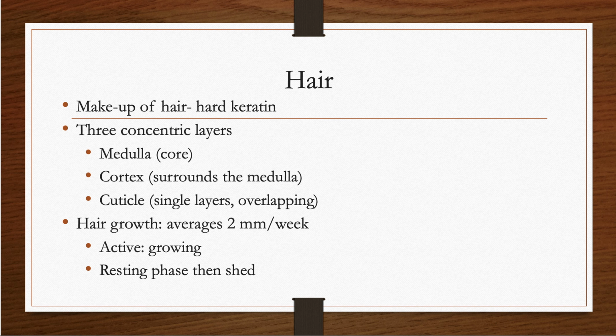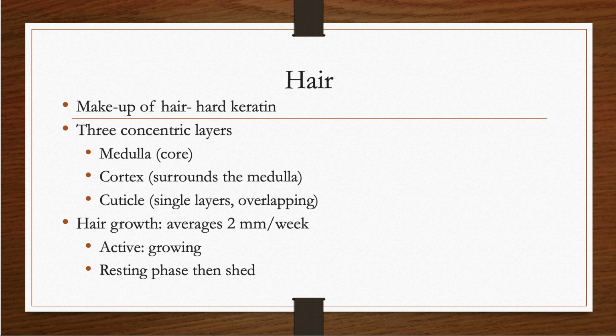Hair is composed of hard keratin. And it's got 3 concentric layers, and concentric means one layer surrounds the other. The medulla is the center layer of the hair. The cortex surrounds the medulla, so the medulla is in the middle, then the cortex. And then the cuticle has single layers that overlap the medulla as well as the cortex, but it's on that outermost layer.